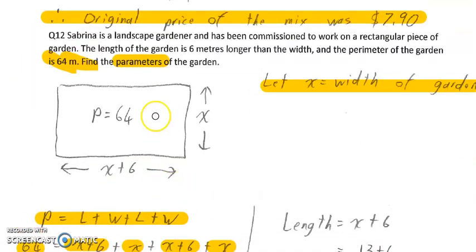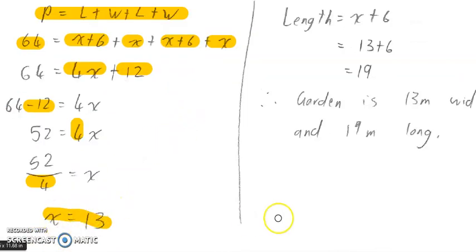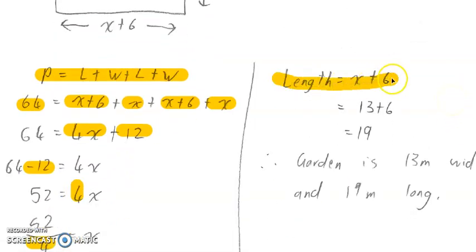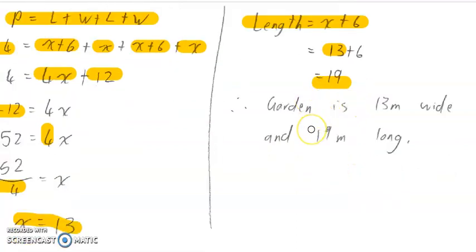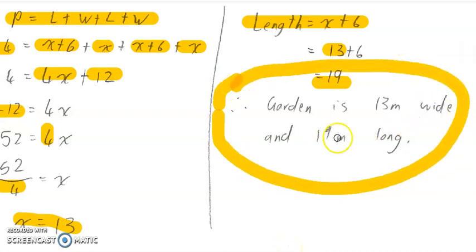But I'm not done yet. I don't just want to know the width, okay? I need to know the length as well. Remember, the question asks me for the parameters of the garden. So I've determined the width of the garden is 13. To find the length, well, the length is just 6 metres longer than the width, isn't it? Length is x plus 6. So I take the width of the garden, which is 13, add 6, 13 plus 6. Do I need my calculator for that one? Hopefully not. 13 plus 6 gives me 19. And once again, it's a worded question, so let's have a worded statement: therefore the garden is 13 metres wide and 19 metres long.